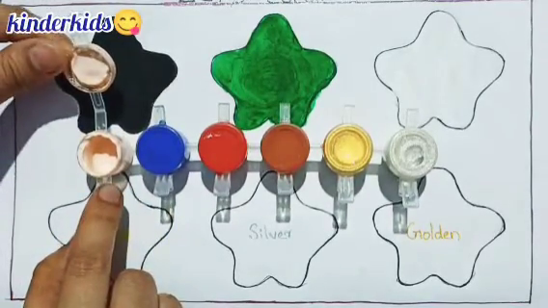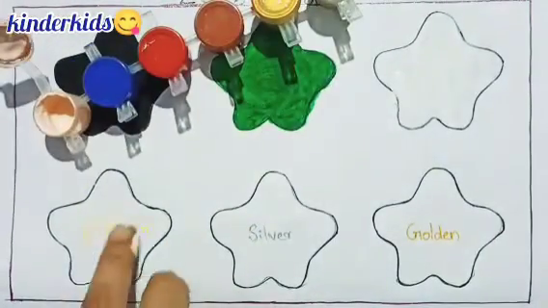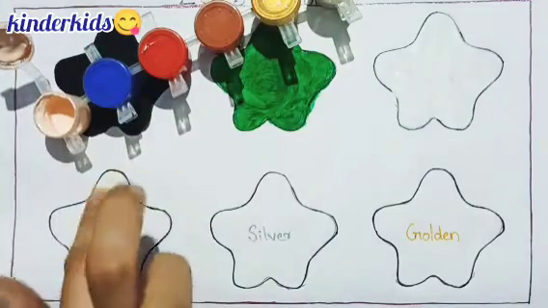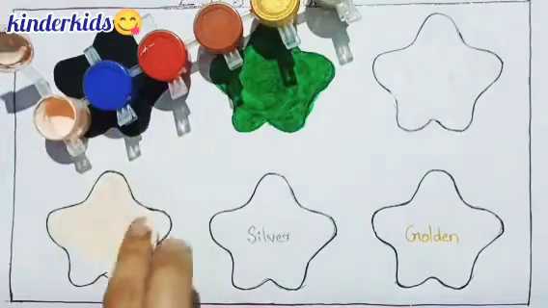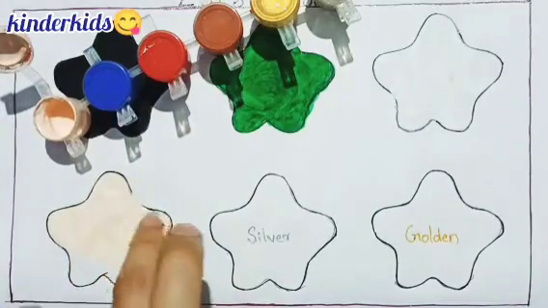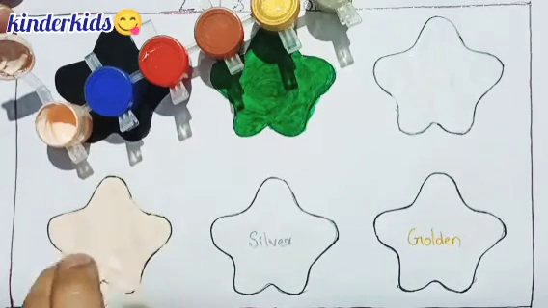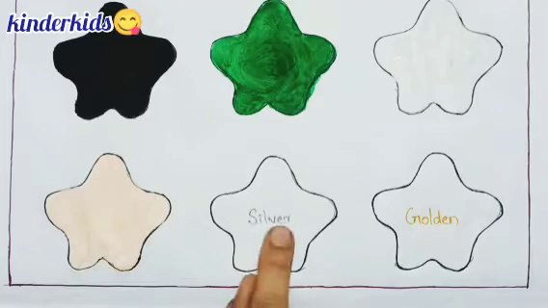It's opened. Let's start. Cream color, where are you? Here I am, you can see me. So this is cream color. Next, S-I-L-V-E-R, silver color.